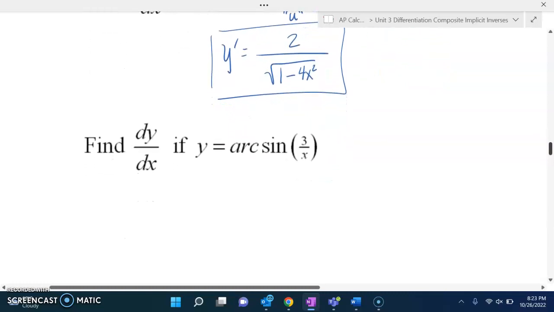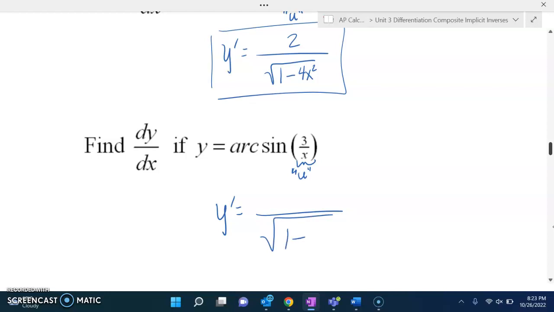Okay, the second one I'm going to start, but remind me in class tomorrow to finish showing you the simplification of it. It's a little bit annoying, not going to lie. So once again, that's my u. So if we go to fill in, we have the square root of 1 minus u squared. So we've got to square that whole thing. So that's 9 over x squared.